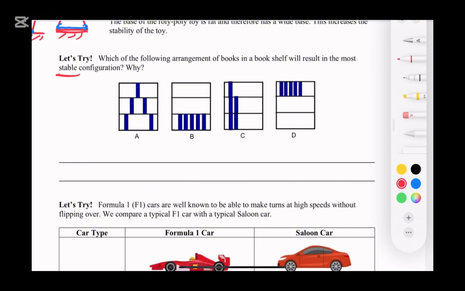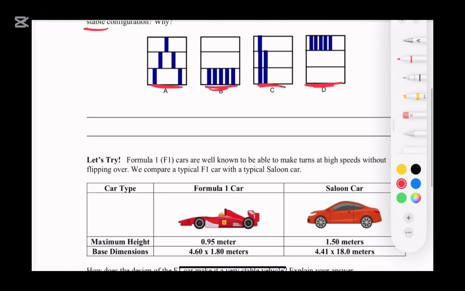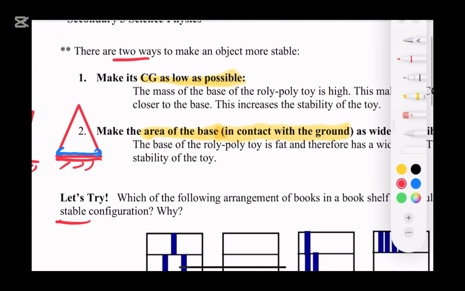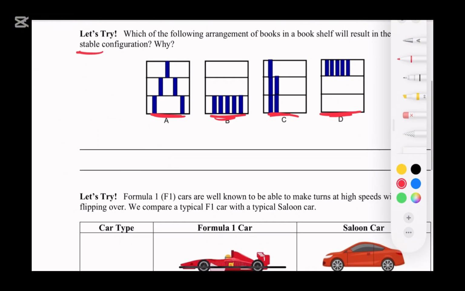So in this case, I think common sense, I think it's quite easy for all of us, but just to illustrate a little bit more is that the bases are the same, you see. So you're looking at the same base contact area. So we are no longer playing with that, but rather we're playing with the mass distribution of the books on the shelf. So you want the CG to be as low as possible. Looking at point number one, you want the CG to be as low as possible. Therefore, option B is the best, and option D, of course, is the worst.